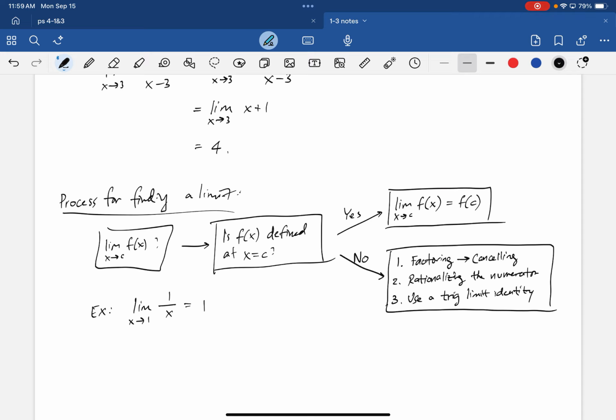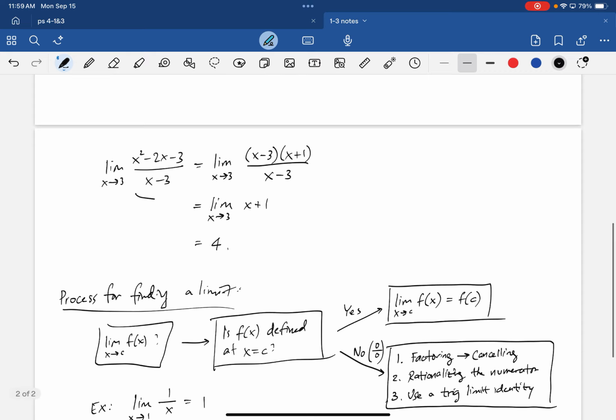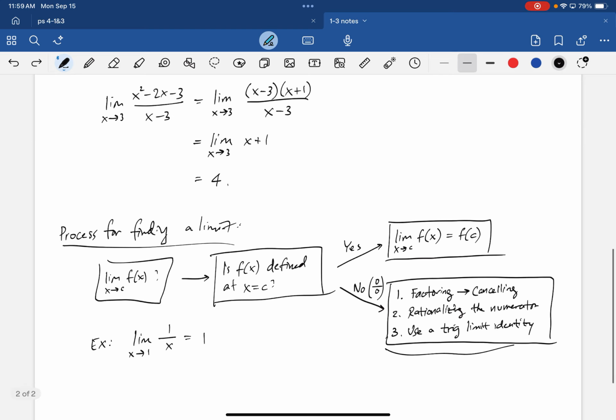These 3 cases are helpful when the function evaluates to 0 over 0. Like in the previous example, our function was 0 over 0 when x equals 3, so we needed to apply one of these methods. And it turns out the first one was the most helpful. I'll give you another example of factoring and canceling so you can practice that.